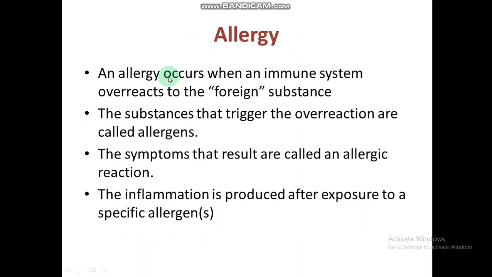So what is allergy? An allergy occurs when the immune system overreacts to foreign substances. The substances that trigger the overreaction are called allergens. The symptoms that result are called allergic reactions. The inflammation is produced after exposure to a specific allergen.